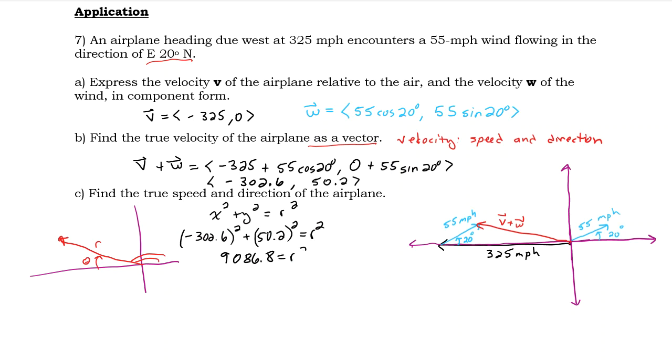94,086.8 is r squared, so we'll take the square root of both sides. Oh, I lost a decimal here. Let's try that again. 94,086.8. Does that sound better? And the square root of that is 306.7, which makes sense. That represents the magnitude or the length of the vector, which in this application is being used to model the speed.